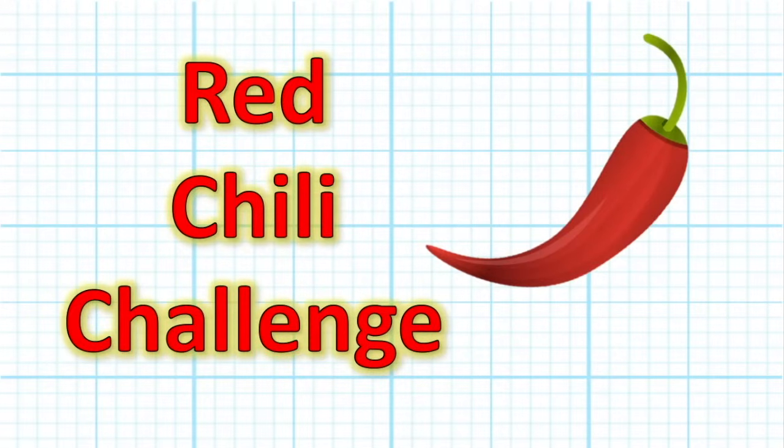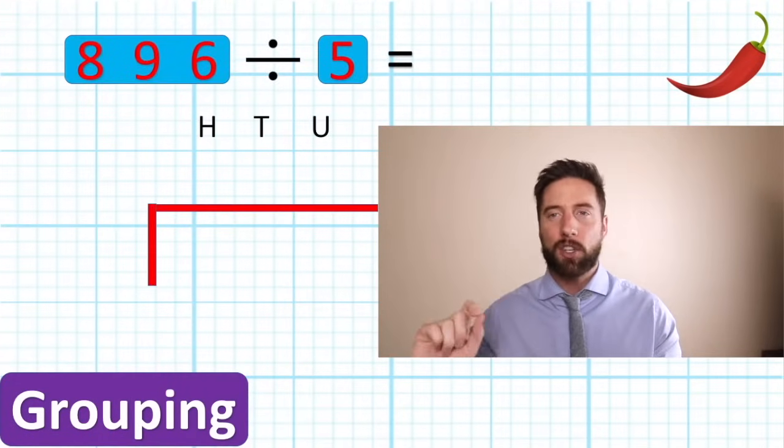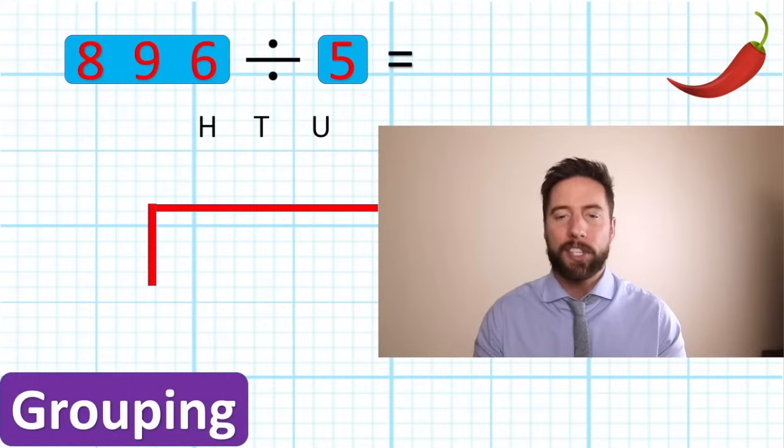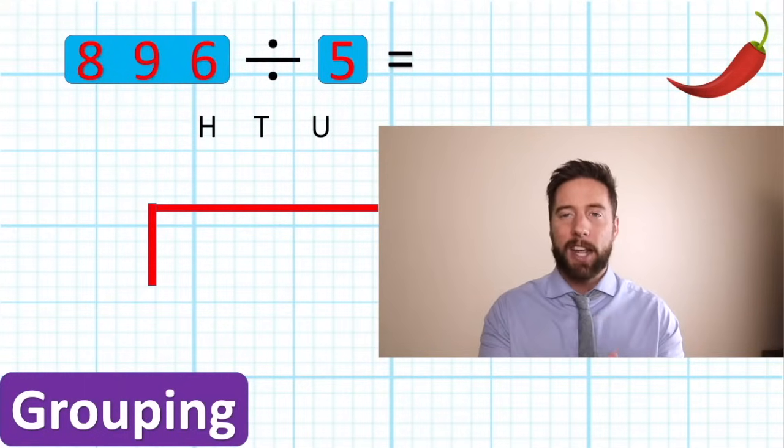Okay, let's have a look where this can go. Let's look at a red chili challenge, because they're not always going to be as easy as that. We could get complications, as we're going to see now. Let's have a look at 896 divided by 5. We're going to put our hundreds, tens and units up there just for our own understanding, but we're going to start in the same way.